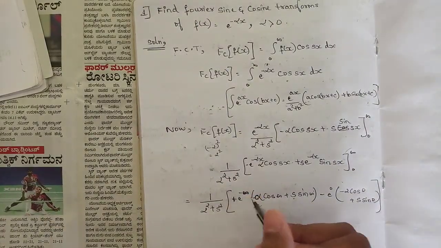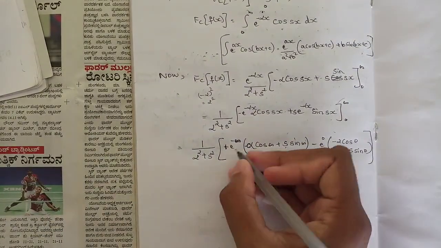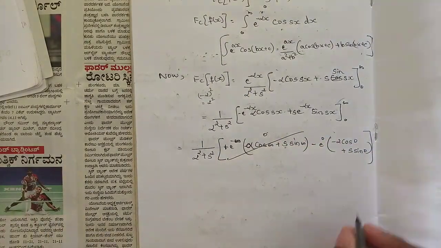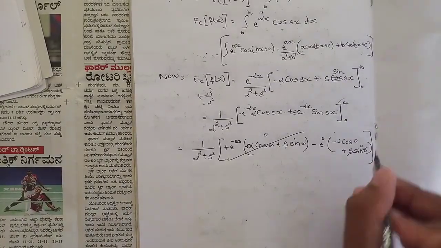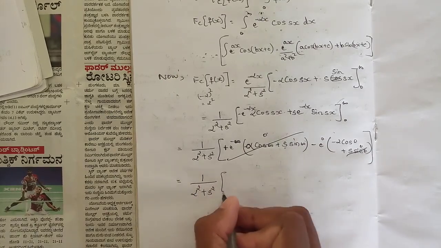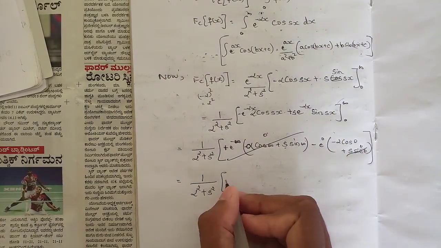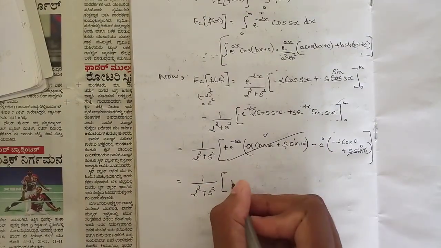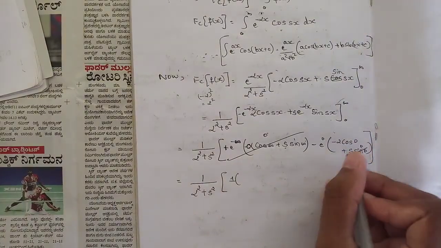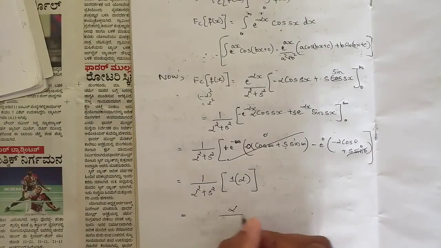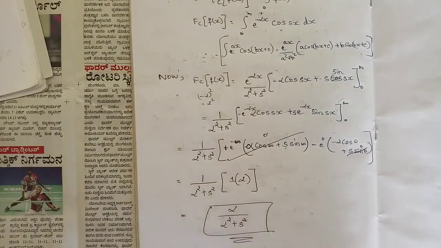Okay, so we know that e to the power minus infinity is equal to 0, right? So this whole term is 0, and the value of sin 0 is also 0, so the remaining terms here are 1 by alpha square plus s square into e to the power 0, which is 1. Minus into minus is plus, so 1 into alpha cos 0, and cos 0 is again 1, so the remaining terms are alpha divided by alpha square plus s square. So this is your required answer.